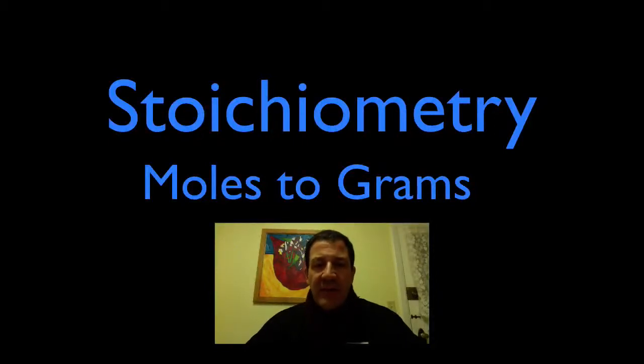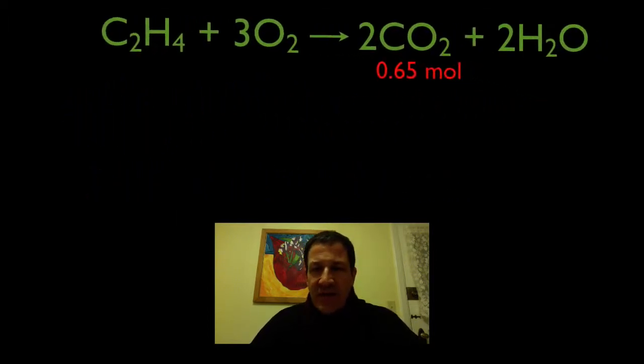Okay, this is another in my series of everybody's favorite topic in chemistry, stoichiometry, and today we're going to do moles to grams. So we're going to be given the number of moles of one of the compounds in our chemical equation, and then we're going to figure out how many grams of the other reactants and the products we're going to produce. Okay, so let's go ahead and get started.